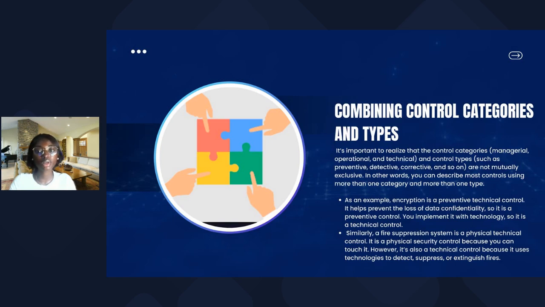Another example I have here is the suppression system, right? It's obviously a physical control because you can see it and you can touch it, right? And remember, it is also technical because you need technology to actually implement it, right? What it will help you do is detect, suppress, and extinguish fire.